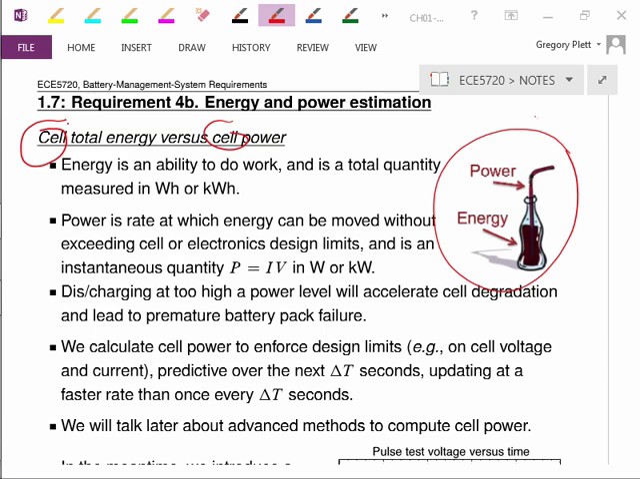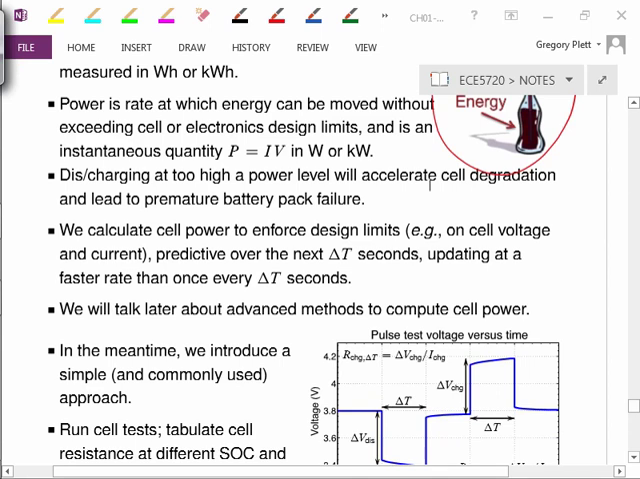Discharging or charging at too high a power level is going to accelerate cell degradation, and it leads to your battery pack failing prematurely, and that's really the main limiting factor when we're calculating how much power is available. We, generally speaking, will calculate cell power to enforce design limits. And these could be on cell voltage or on cell current.